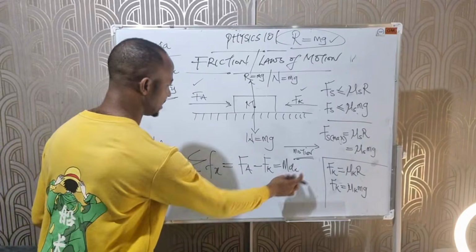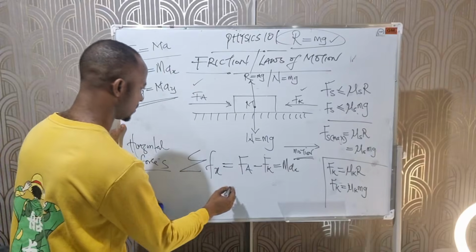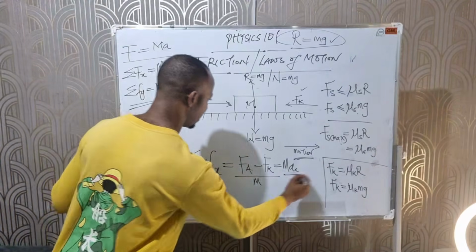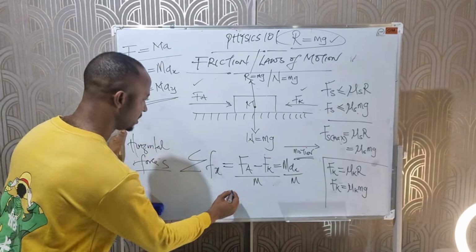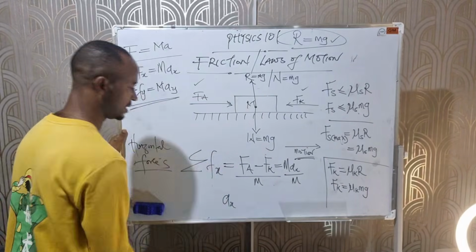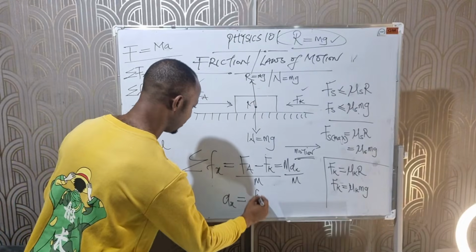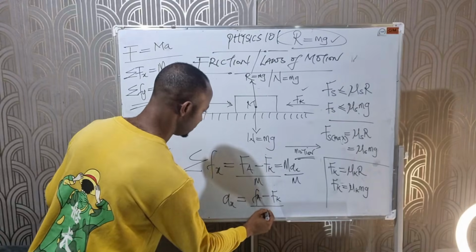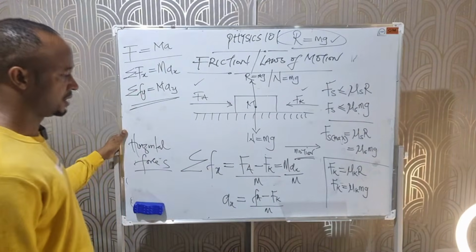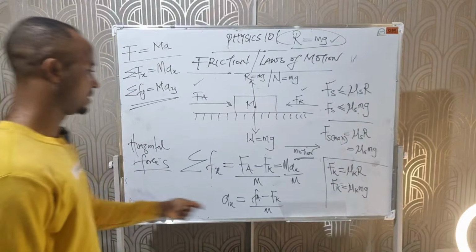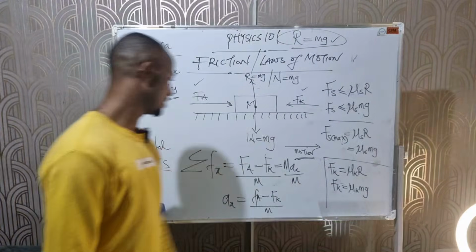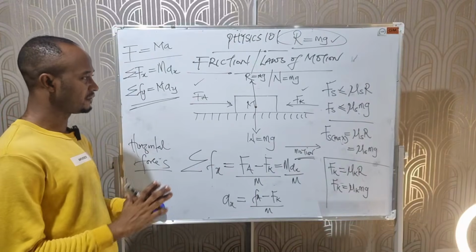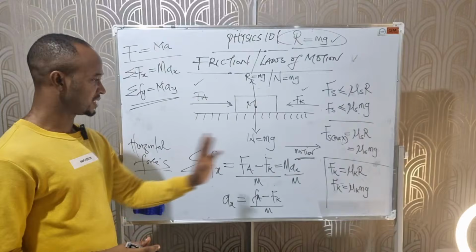So from here, I can determine my acceleration. I can divide both sides by mass, just to find the acceleration. That means my acceleration becomes the applied force minus the frictional force, divided by mass. Please don't forget, divided by mass. This is for a body accelerating along a rough surface towards a positive direction.